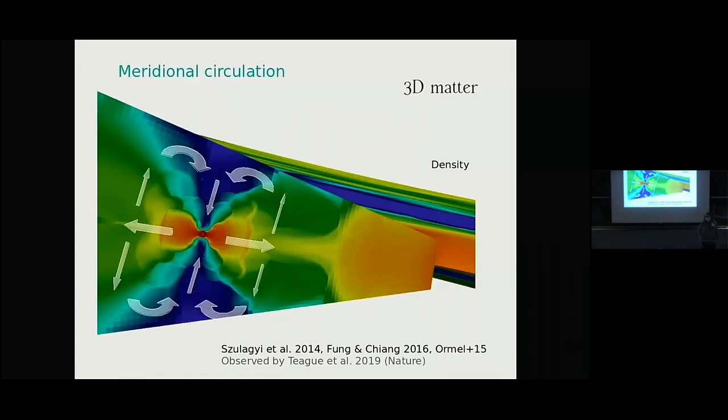We have found also that three-dimensionality matters. This is roughly how the material is accreting onto the planet and onto the circumplanetary disk, mainly coming in from the vertical direction, and there is an outflow in the midplane, then rising up again to maintain this meridional circulation, which we published back in 2014. And the good thing is that by now, this has been observed with ALMA kinematic mapping. Richard Teague and colleagues published a paper in Nature that they found exactly the same circulation for a planet candidate.